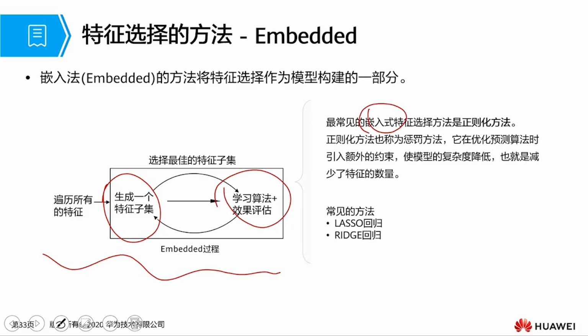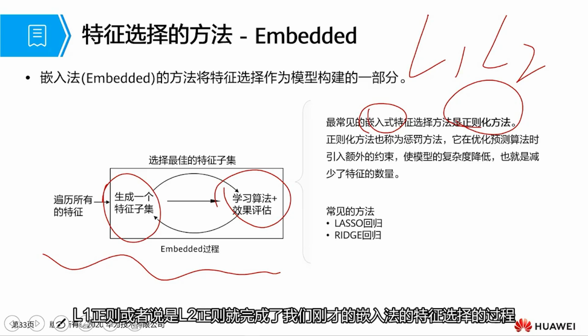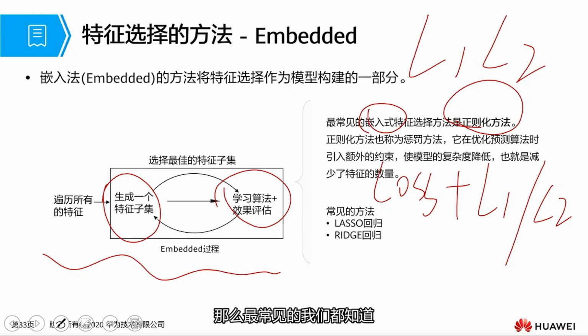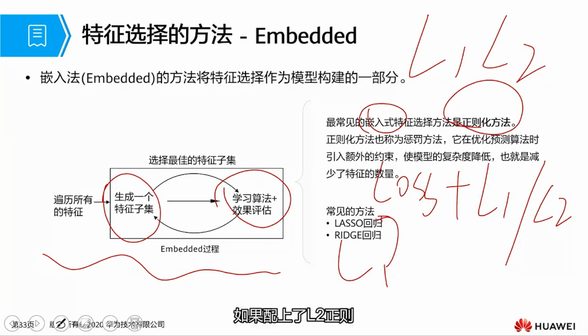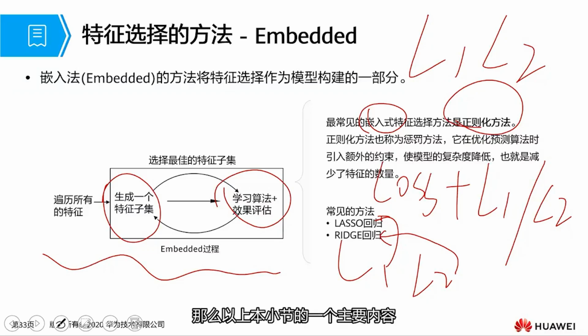So the most common method is the regularization method. You should still remember L1 regularization and L2 regularization. L1 and L2 regularization are behind our lasso loss function. In addition, with L1 or L2 regularization, the process of feature selection is completed using the embedded method we just discussed. So the most common one we all know: if linear regression is combined with L1 regularization, it is lasso regression. If linear regression is combined with L2 regularization, it is ridge regression.